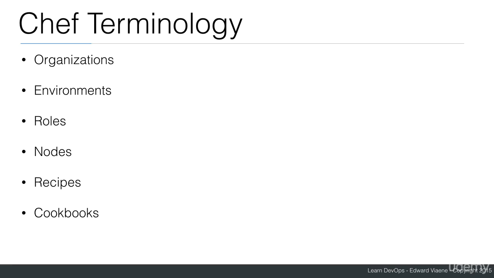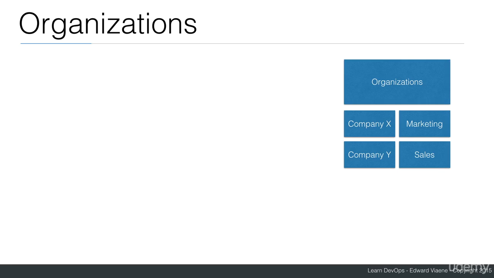Before we get started, we need to go over some terminology that is specific to Chef. We're going to talk about organizations, environments, roles, nodes, recipes, cookbooks, and search. The first concept is organizations.